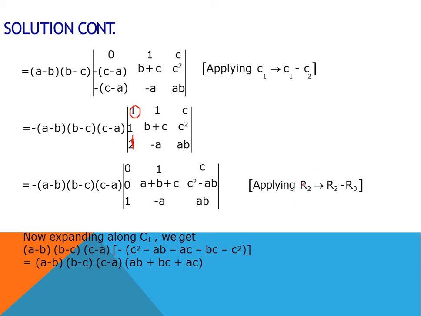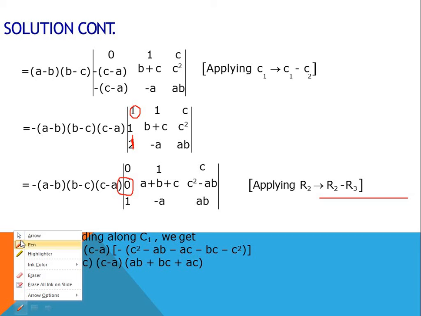Why I have done this? What I told is to get the 0 either in rows or column. So if you subtract R2 minus R3, 1 minus 1 will be 0. So you will get 0 over here. Fine. So the idea is to get the 0. So to get the 0 over here, I followed the operation R2 minus R3.